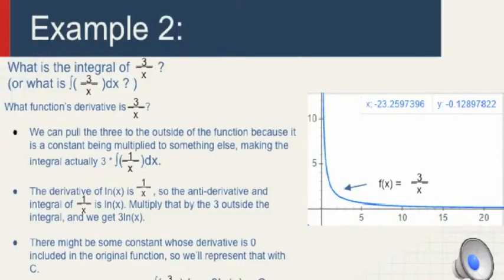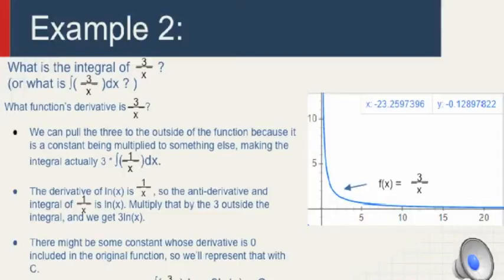Here's our second example. Now, what is the integral of 3 over x? Pretty much we're trying to find out what function's derivative is 3 over x. And we can pull the 3 to the outside of the function because it's a constant being multiplied by something else. So the integral we're taking is actually 3 times the integral of 1 over x. And we know that the derivative of ln x is 1 over x. So that makes the antiderivative, and the integral of 1 over x, ln x. And afterwards we have to multiply that by the 3 outside the integral, so we get 3 ln x.